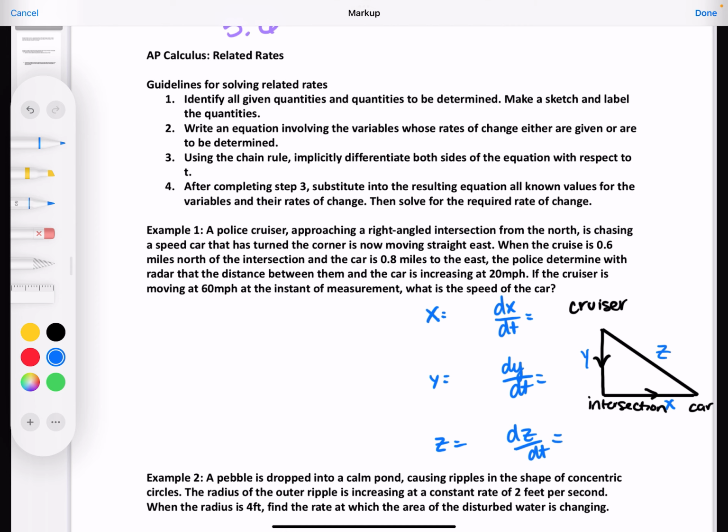So, let's see. A police cruiser approaching the right-angled intersection from the north is chasing a speeding car that has turned the corner and is now moving east. When the cruiser is 0.6 miles north of the intersection, so 0.6 is the cruiser, that's the y value, so 0.6 miles. The car is 0.8 miles to the east, so the x value is 0.8.